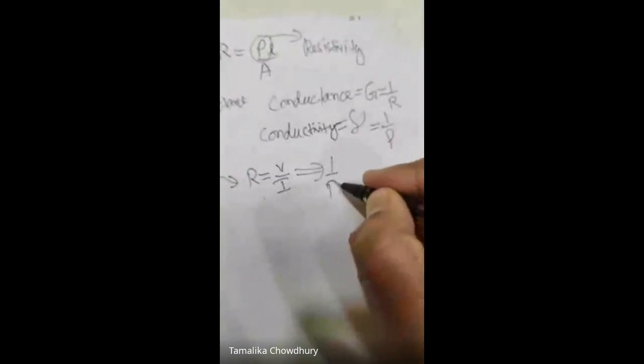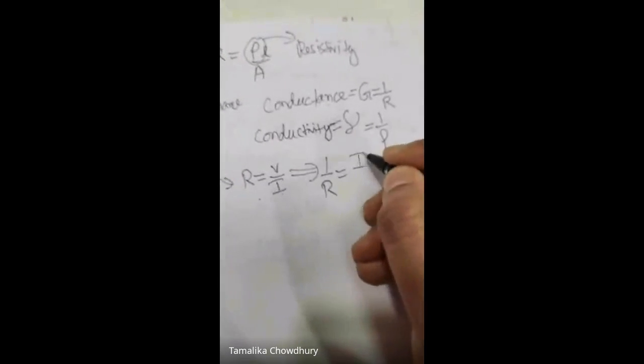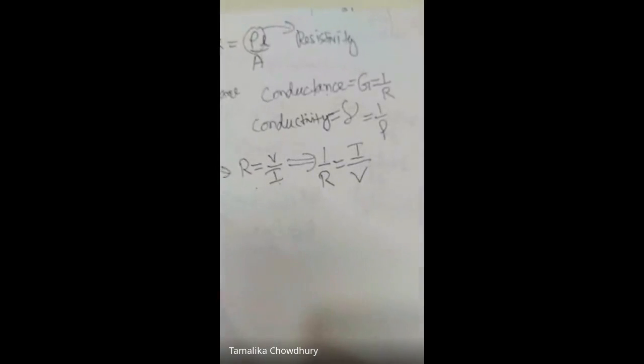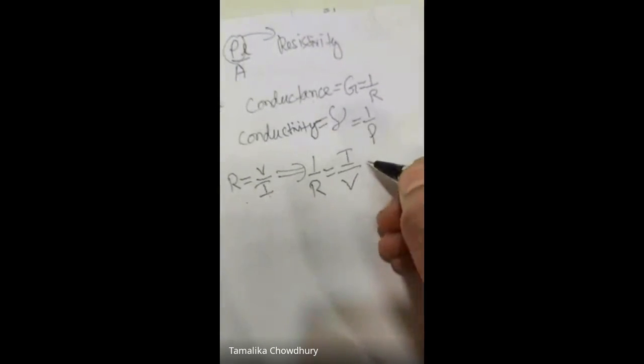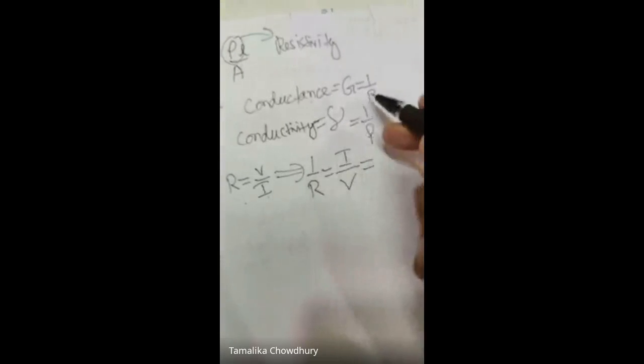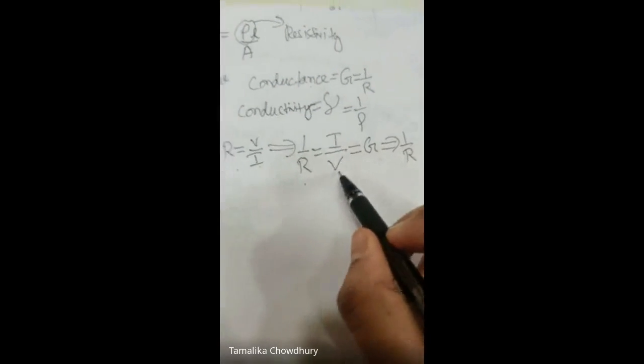Now, 1 by R can be written as I by V. And this I by V is 1 by R, which is G, right? Because G is basically equal to 1 by R. 1 by R is I by V because according to Ohm's law, R is V by I, right?